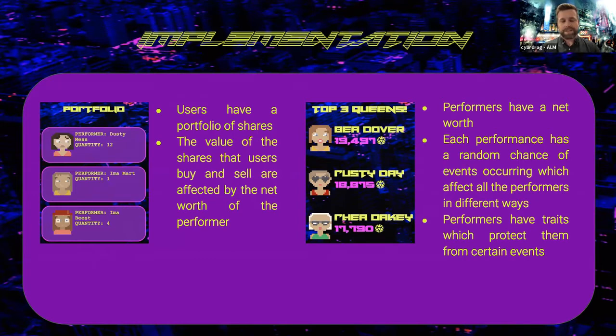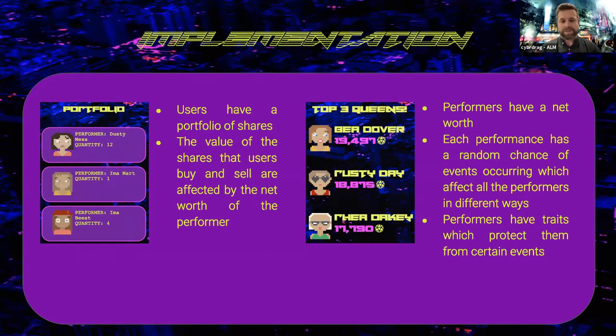Each performance that everyone performs in, there is a random chance that an event will occur that affects all the performers in different ways. Performers also have traits which will protect them from certain events. So we have things like food poisoning, and if the performer has the vegetarian trait, then they won't be affected by that.